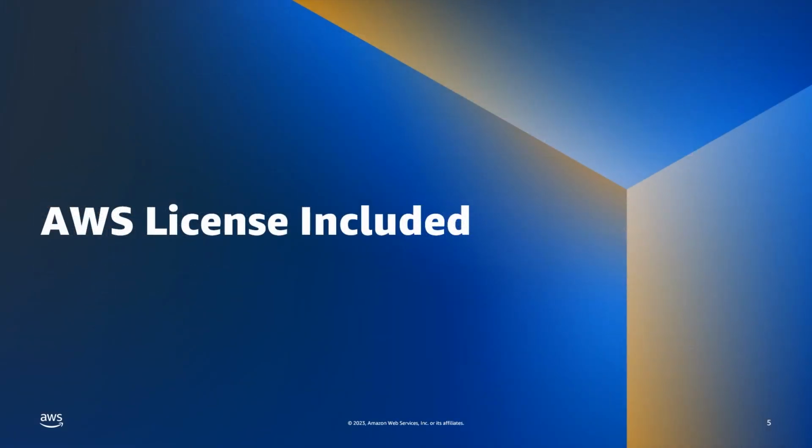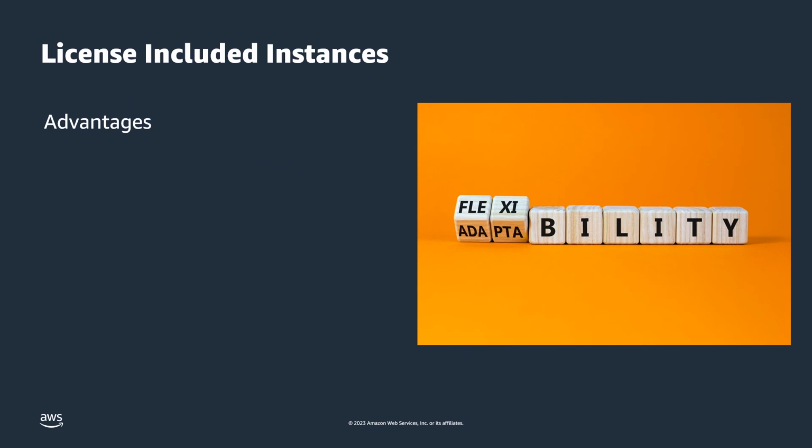So let's start by talking about AWS License Included, which, as I mentioned, is the option to use instances that include the cost of licensing in the cost of the instance. There are many advantages to using license included instances. The first advantage is being able to pay as you go. This means paying for the resources that you require when you require those resources, and being able to turn off those resources when they're not required and stop paying for them.